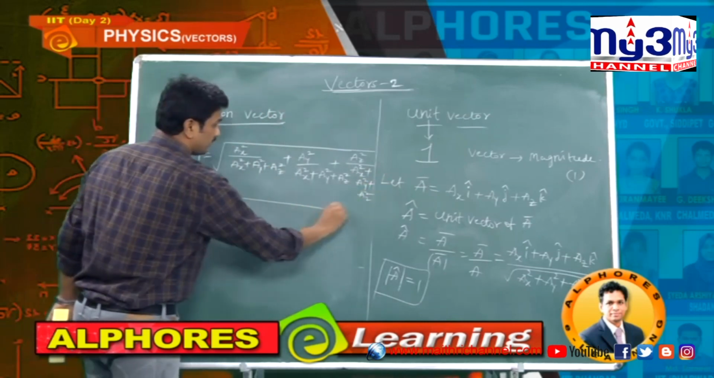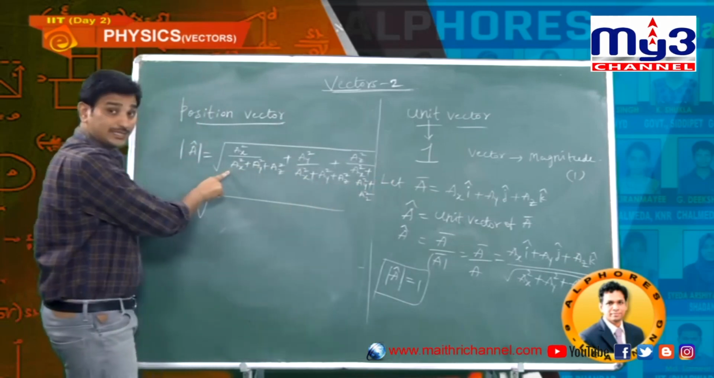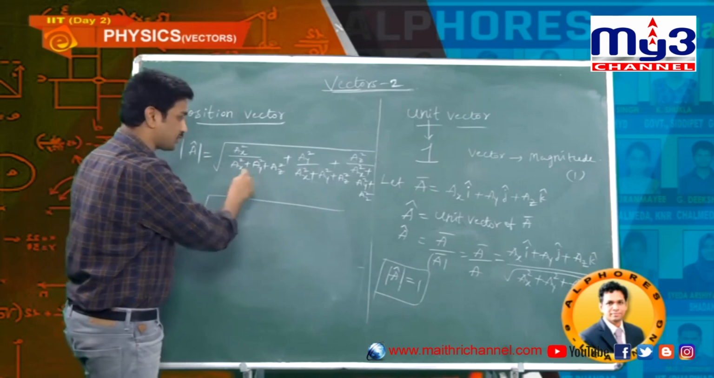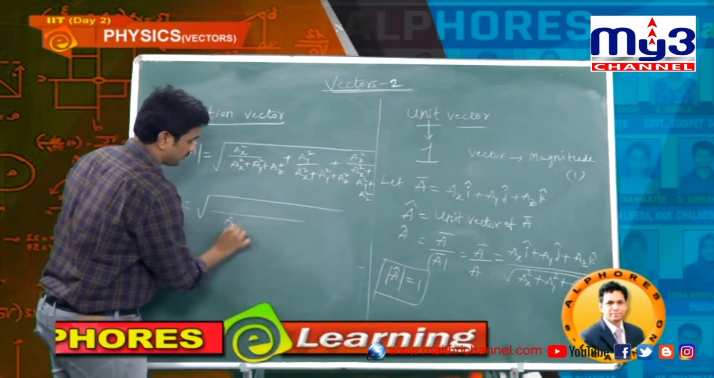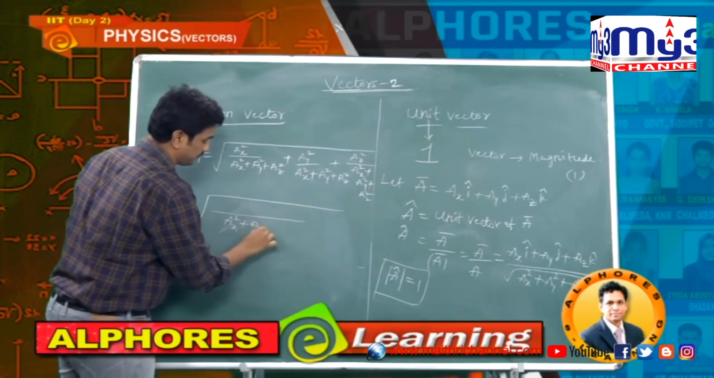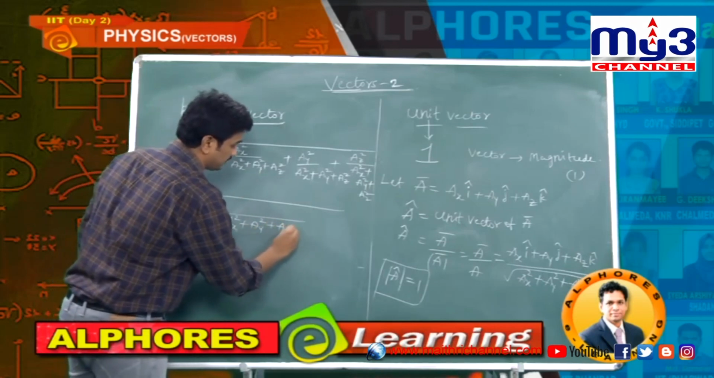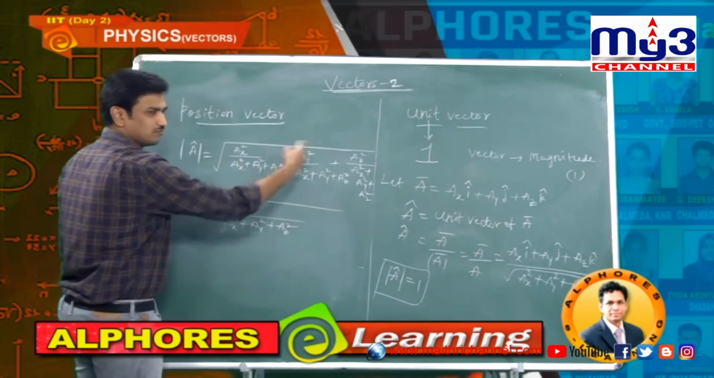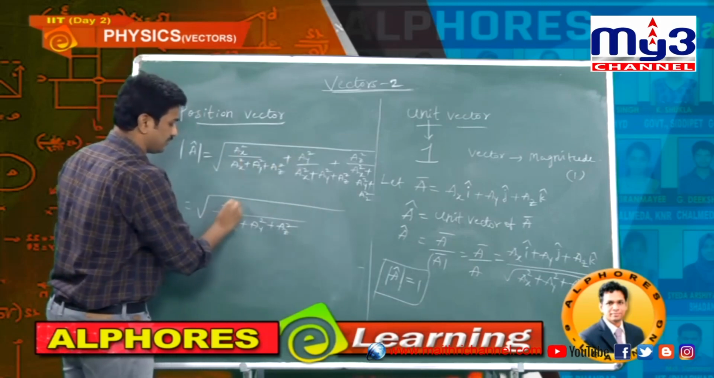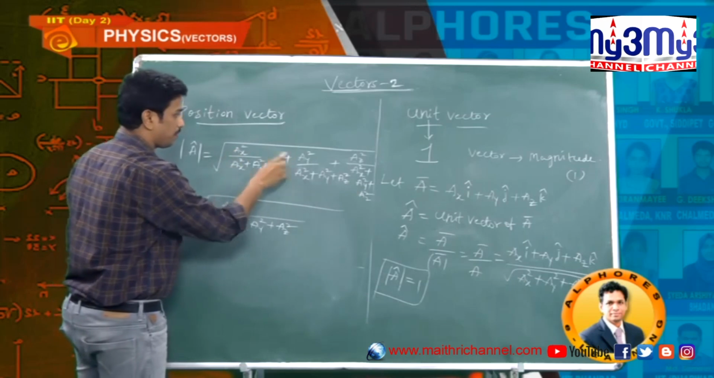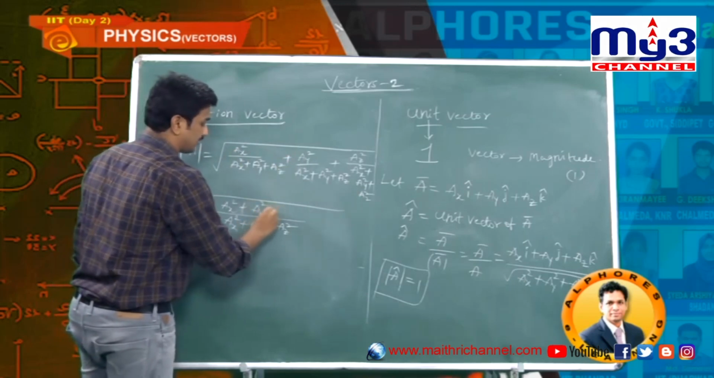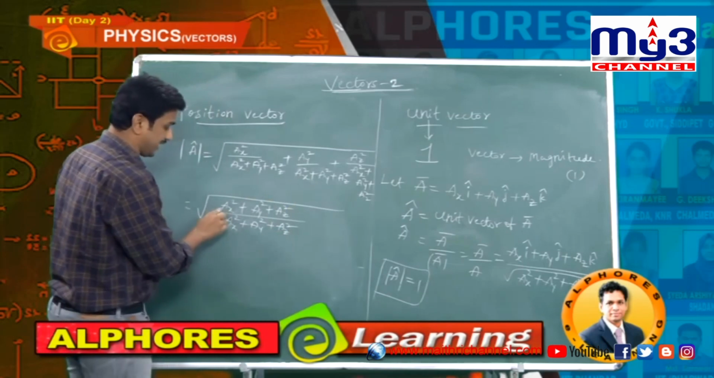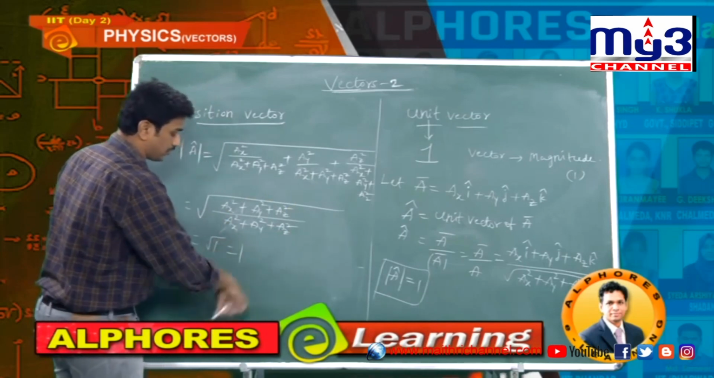In this, the denominators are the same. What's the denominator? Ax square plus ay square plus az square. Denominators are the same. Now numerators also we can add: ax square first term, ay square second term, az square third term. Now cancel. Under root of 1. What is the value? 1.